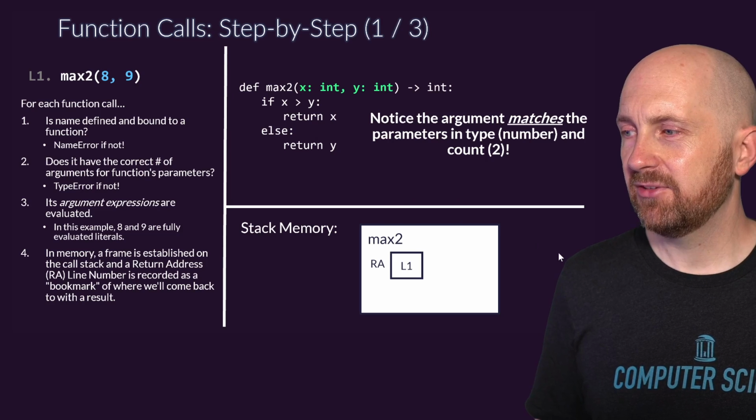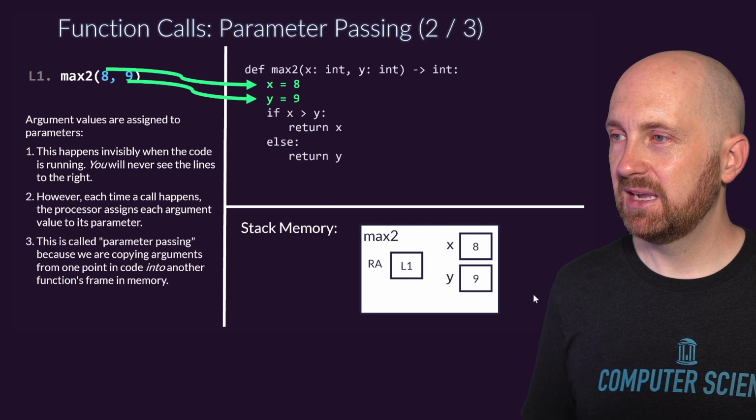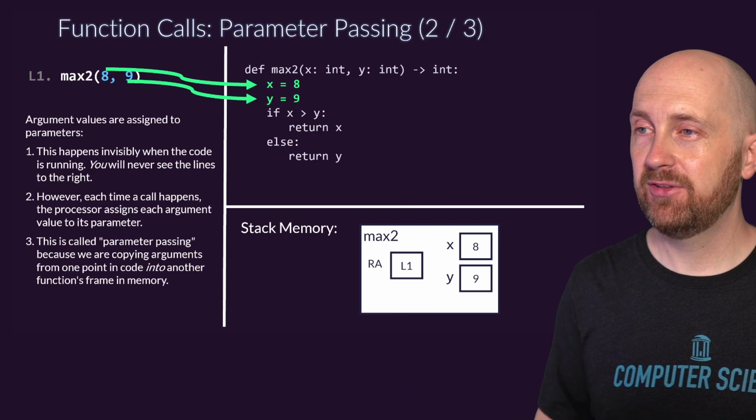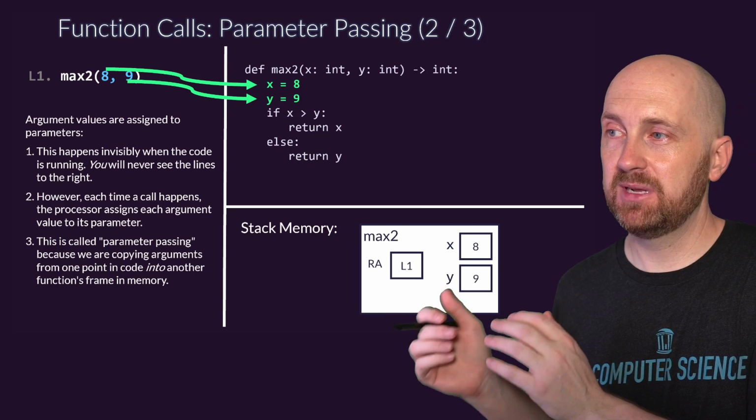Right? So next, once we've set up some stack memory, there needs to be a process for what we call passing our parameters in. We're taking our arguments and passing them to be parameters.